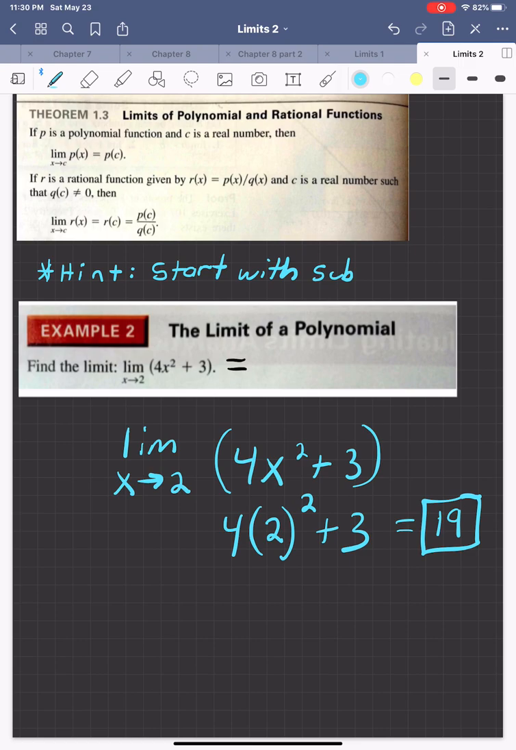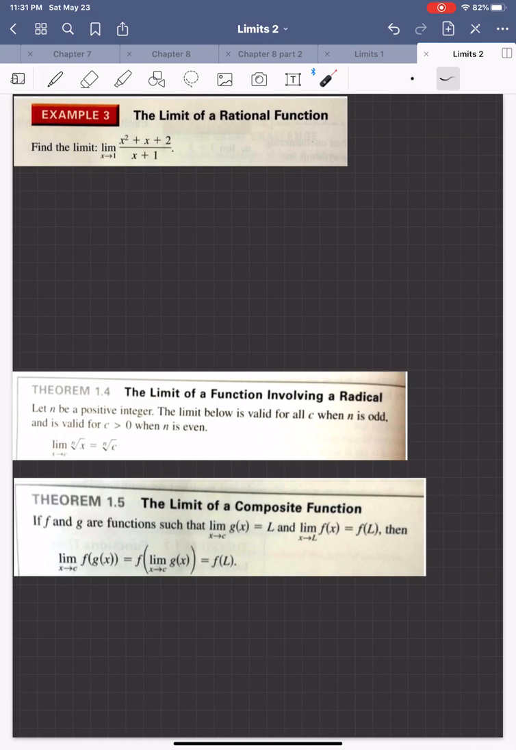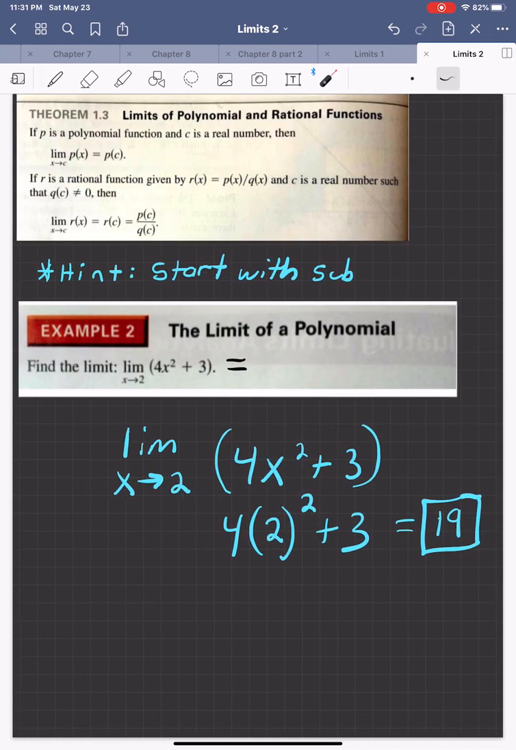All right, so always start with subbing in the value. Now, if you run into problems like you're trying to divide by 0 or 0 over 0, these types of problems, then we'll deal with those. But right now, let's start with substitution. So, for sure we can use the substitution method for polynomials.